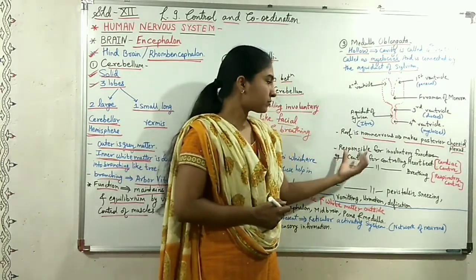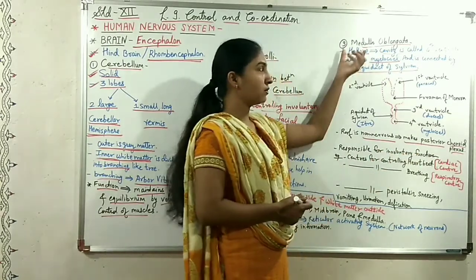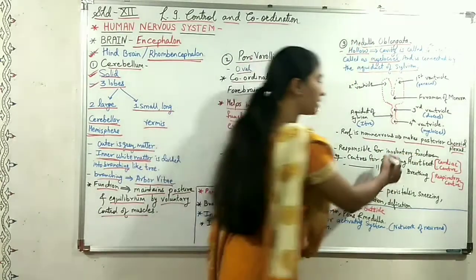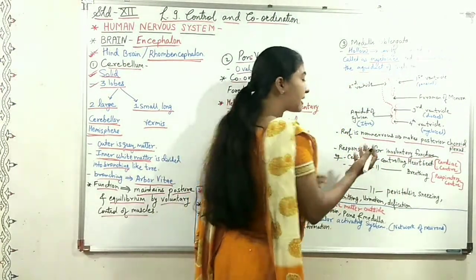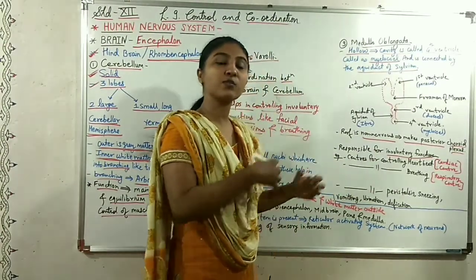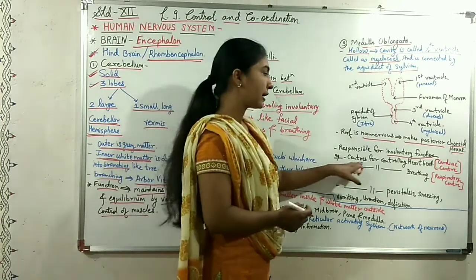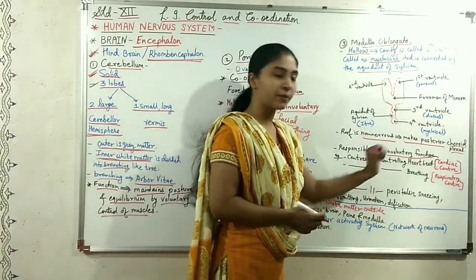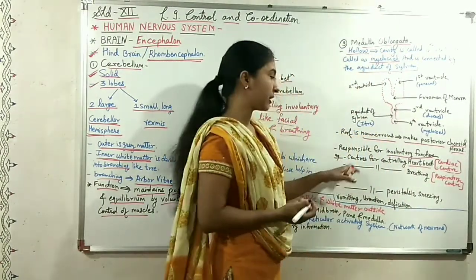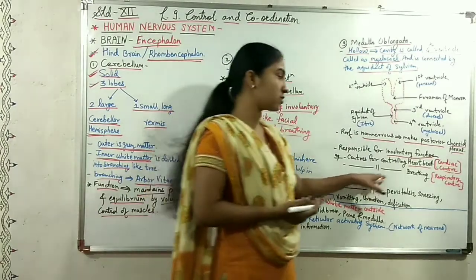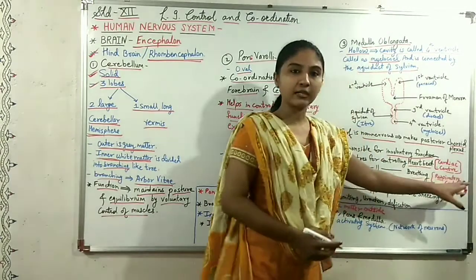Now this medulla is responsible for the involuntary functions. It has various centers which control various involuntary actions. It has a center for controlling heartbeat, which is called the cardiac center. It also has centers which control breathing, called respiratory centers.